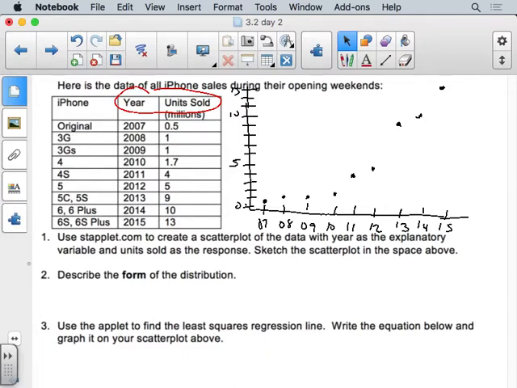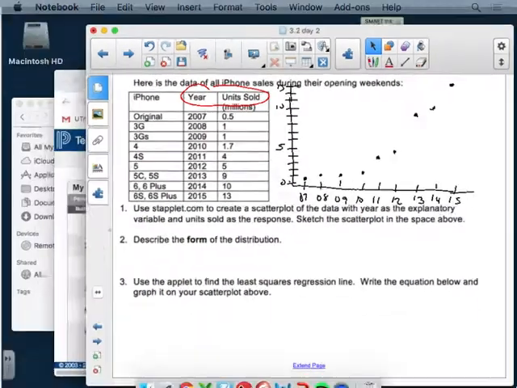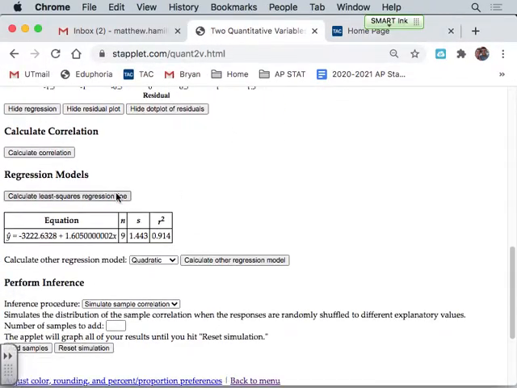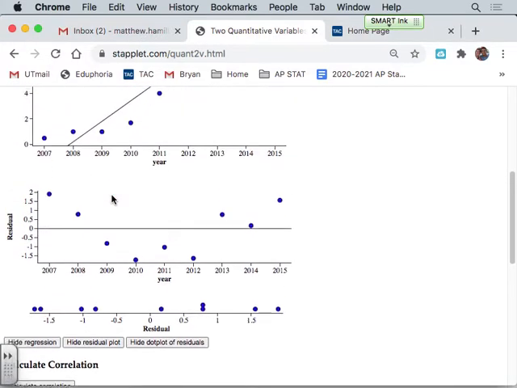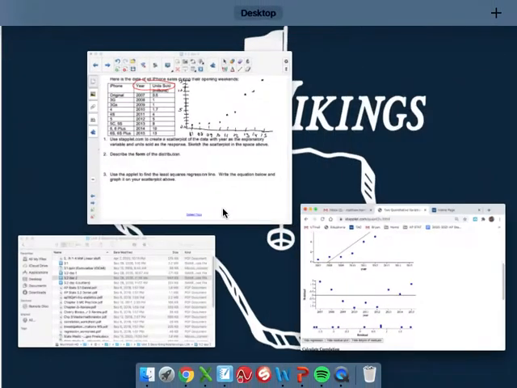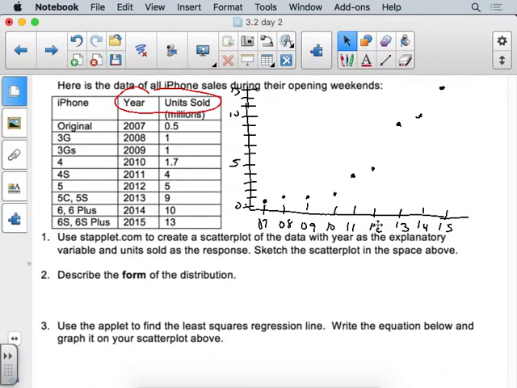If you're getting to number 5 on the Staplet, once you calculate the least squares regression line, it pops up a graph of some residuals like this. This is what that residual plot is on number 5, and we're going to talk about it. You could also do it by hand.